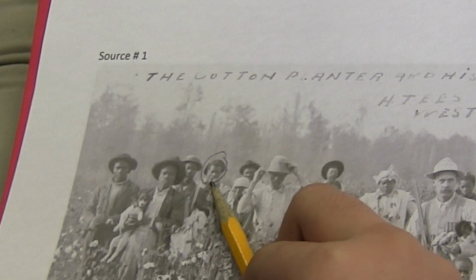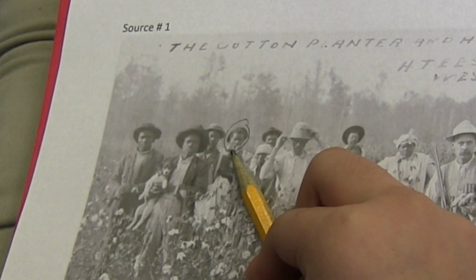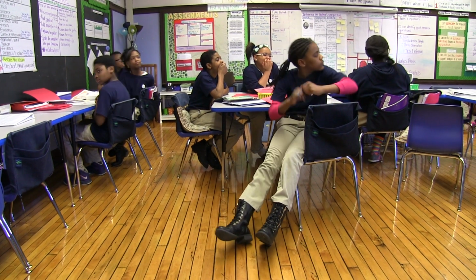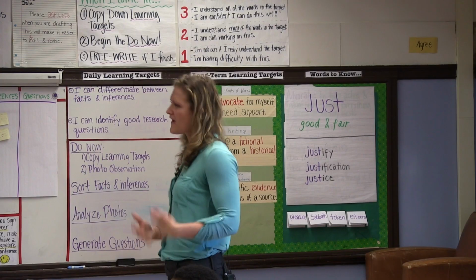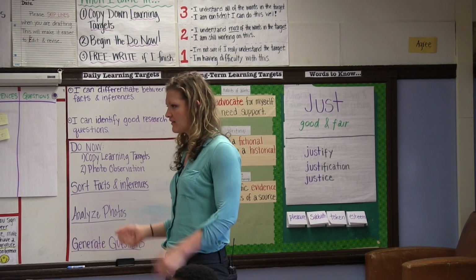I think it's an inference because it might just be somebody else's hand going up. You just spent a lot of time looking at these photos, and we can see the facts. The fact is he's a black man. He's a white man. He has a gun.